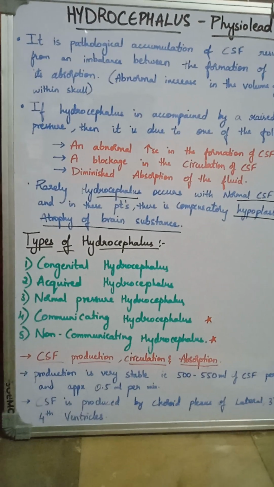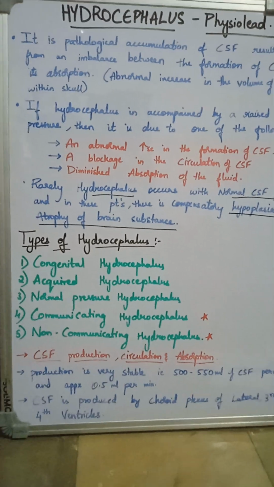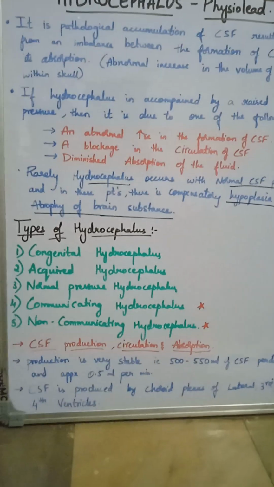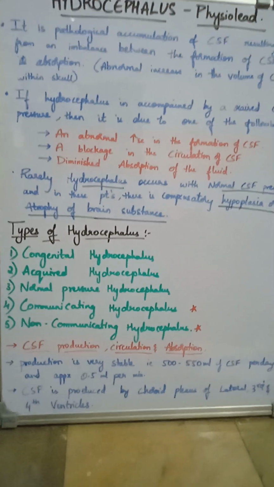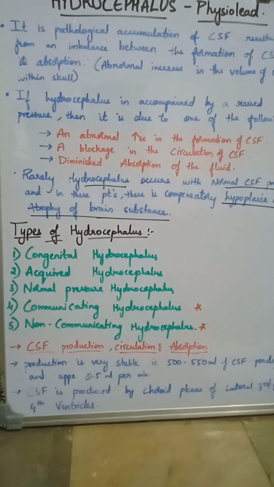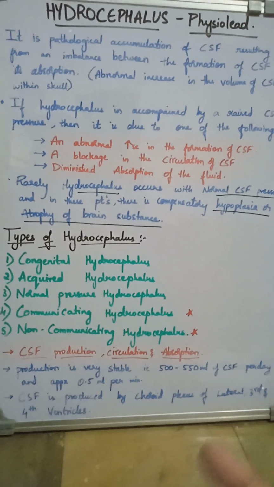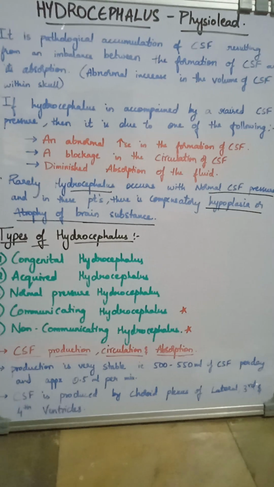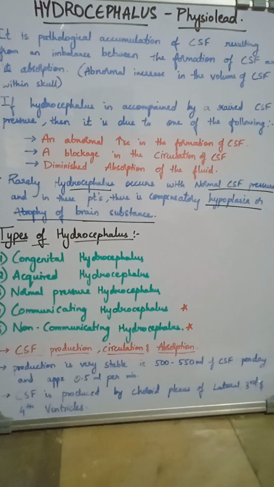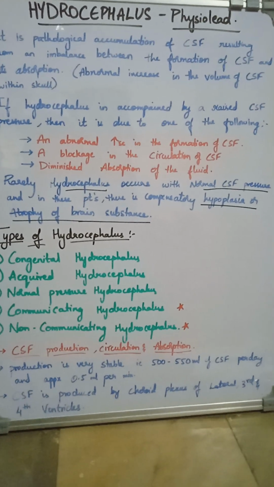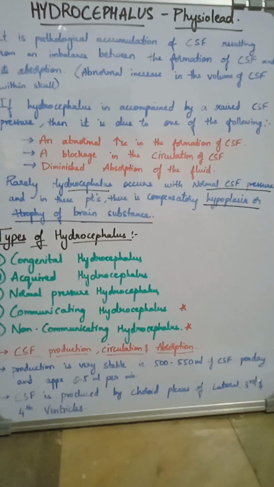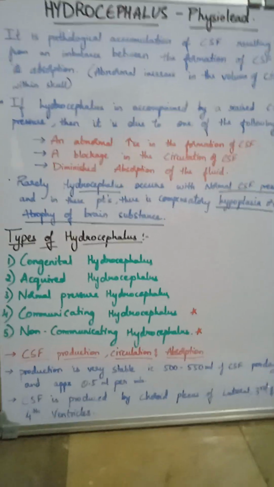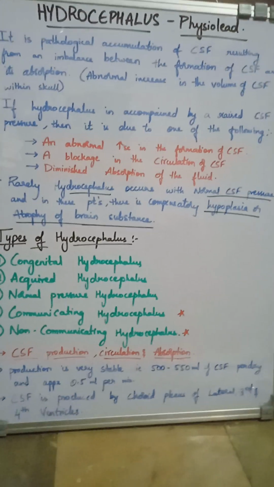The second is a blockage in the circulation of the CSF. The flow of the CSF will be blocked, and that also will result in the accumulation of the CSF. And the last one is diminished absorption of the fluid. I have said in the definition itself that there should be a balance between the formation and the absorption. If there is no balance between the production and the absorption, then obviously there will be an accumulation of the CSF. I will be explaining the flow also in the video.